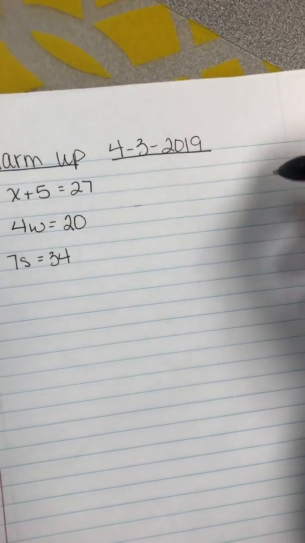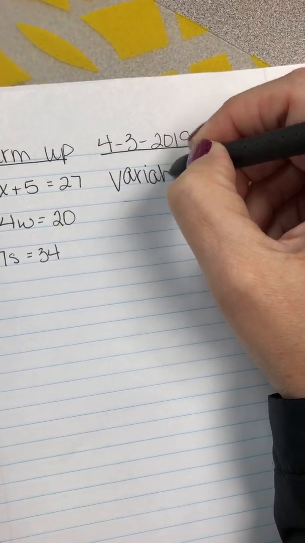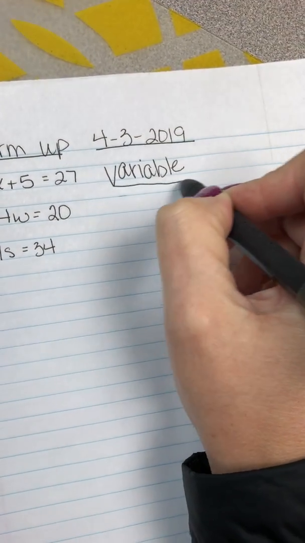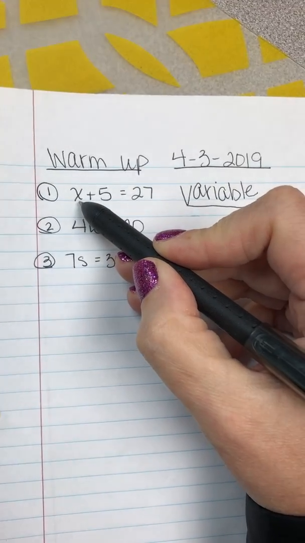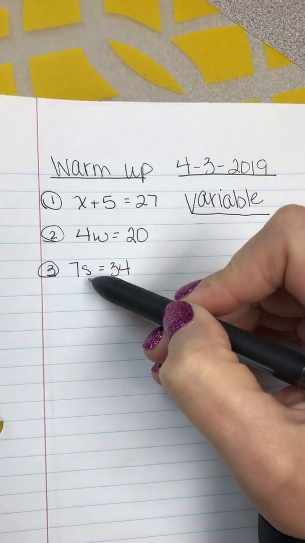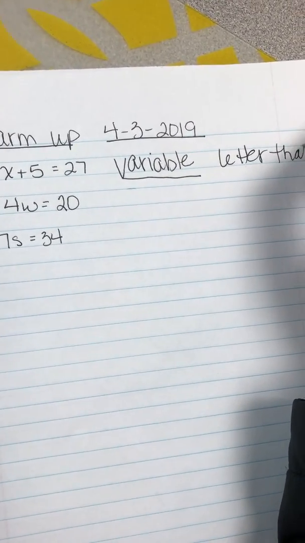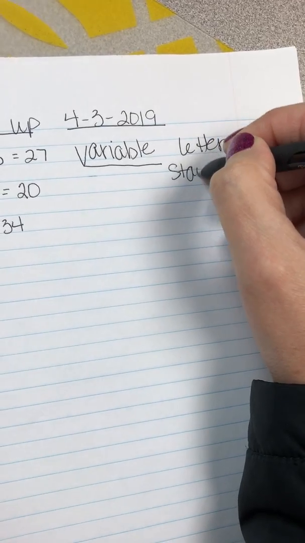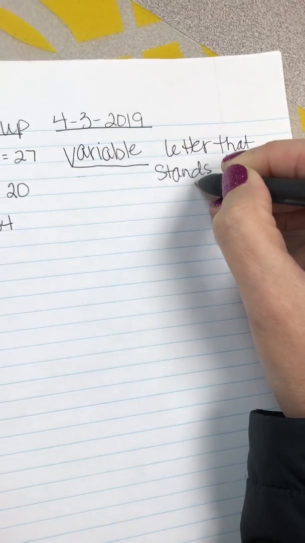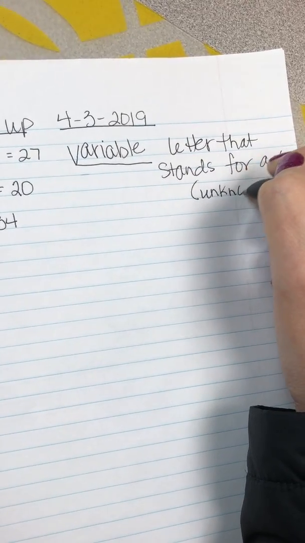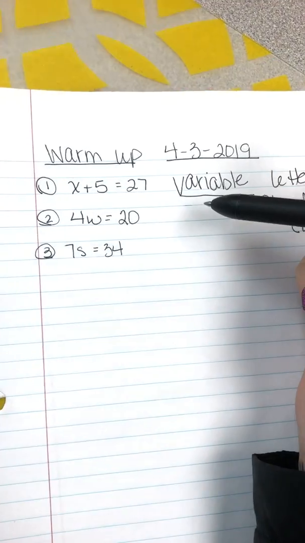Okay, so now that you've solved, let's write down a quick vocab word. Miss Wesley used the word variable. You might remember that a variable stands for a letter. It's a letter that stands for a number. So like X is a variable, W is a variable, S is a variable. Again, it's a letter that stands for a number, that represents a number, and usually it's an unknown. We use X a lot as a variable. Our job for the warm-up today was to solve for the variable.